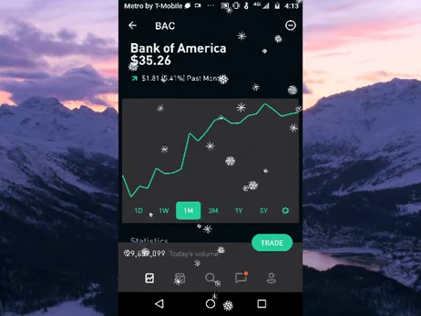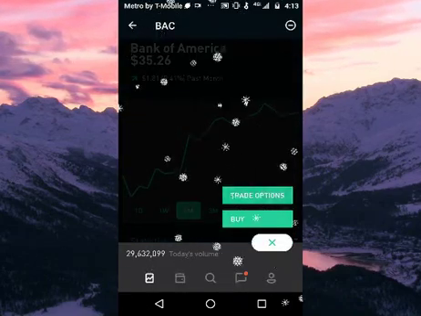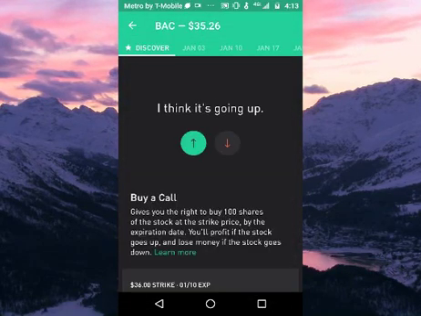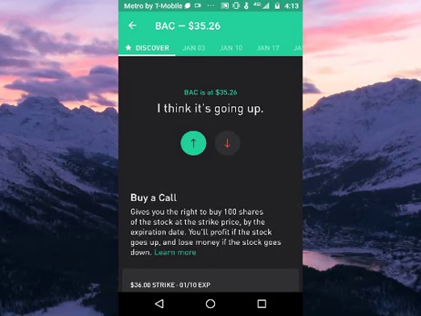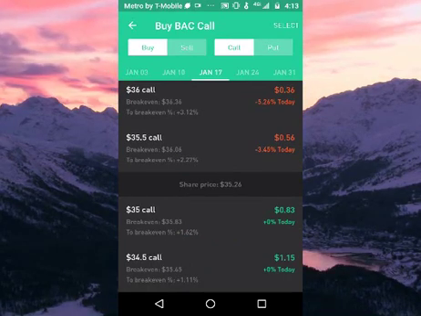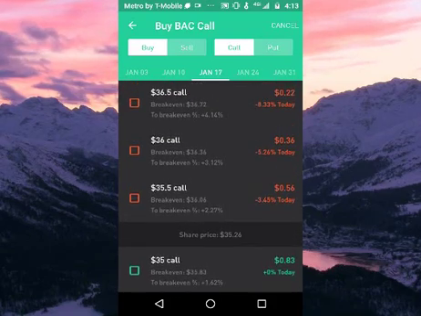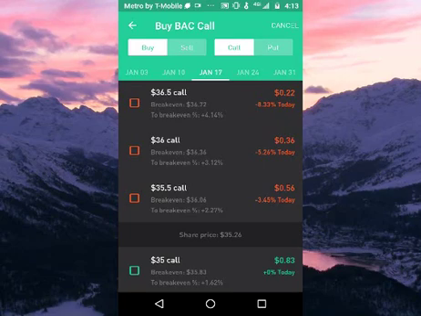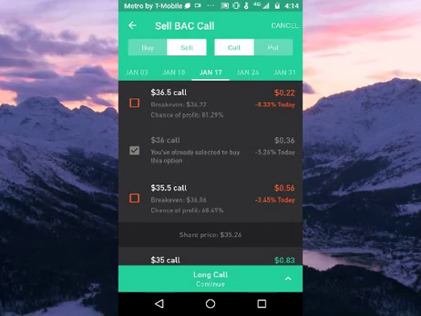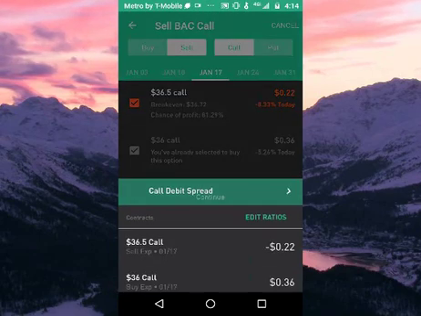In order for me to place that trade using a debit spread, I have to click on trade options, go to the call side, and pick the expiration date that I want, which is January 17. On the call side, I'm going to click on buy, and in the top right corner click on select. Since I believe Bank of America is going to go above that price, I'm going to click on $36, and I'm going to sell the $36.50. Then I'm going to choose call debit spread.